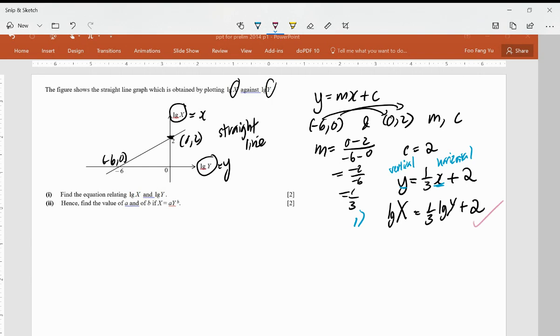Hence, find the value of a and of b if y equals a y power b. So you notice the logarithm is no longer there, so we will need to manipulate using logarithms. Here we have lg x, that's log 10, and we have lg y, that's also log 10 y. We have to try to put them together.